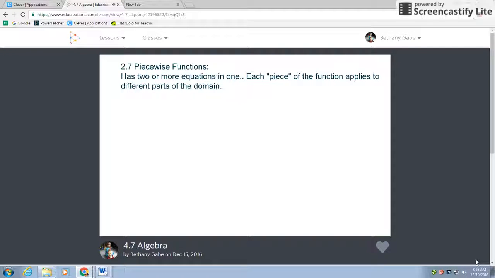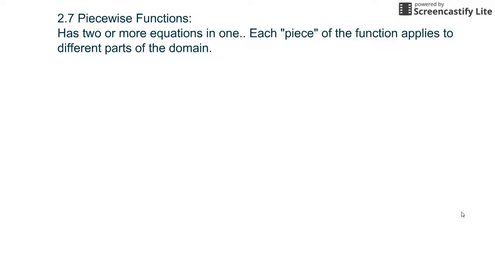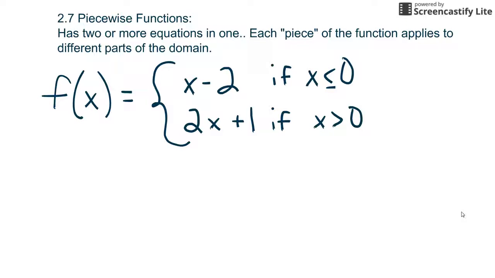Okay, so 2.7 is called piecewise functions, and a piecewise function is kind of exactly how it sounds. It just has pieces of the function. So it usually has two or more equations in one, and each piece of the function applies to different parts of the domain. So I have an example, and this is a piecewise function.